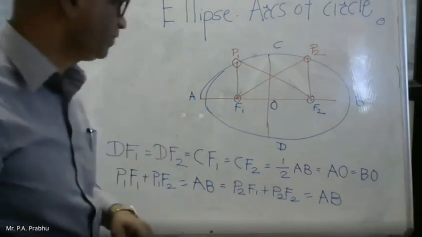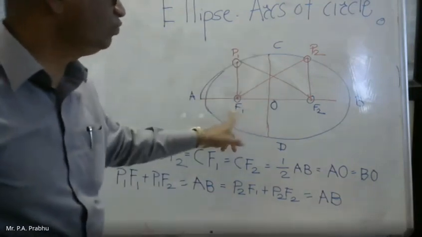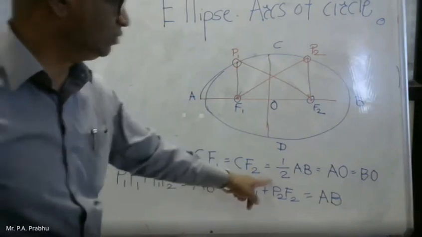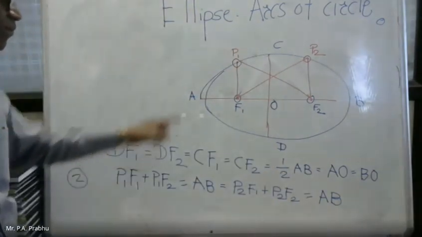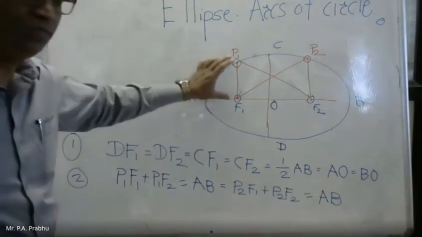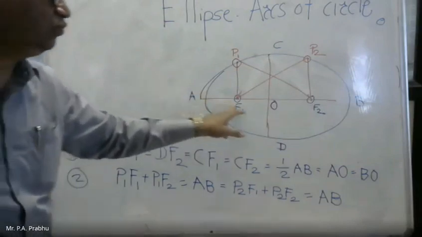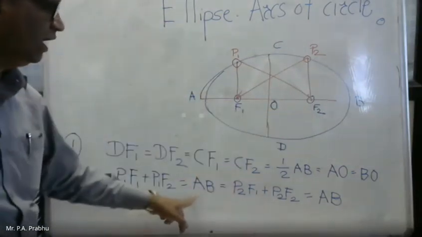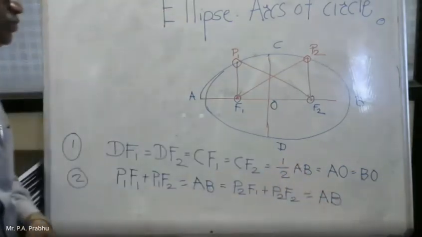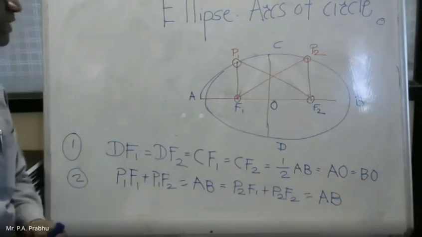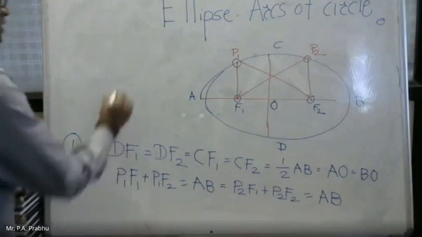So again repeating, first one, the distance of the end of the minor axis from two foci is always equal, and it is equal to half the major axis. Second property, the sum of the distances of any point on that ellipse from two foci is always equal, and it is equal to the length of the major axis. So these are the two properties. We have to use these two properties to draw an ellipse. So now take the problem.